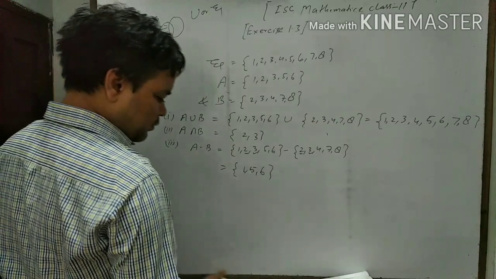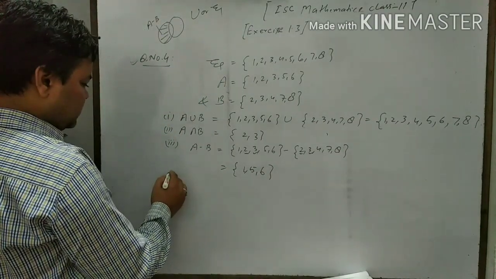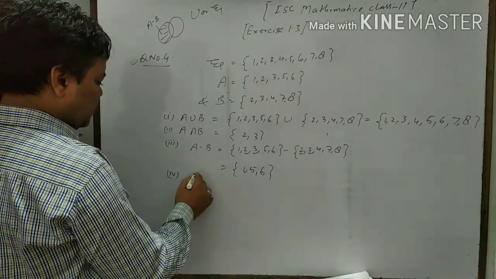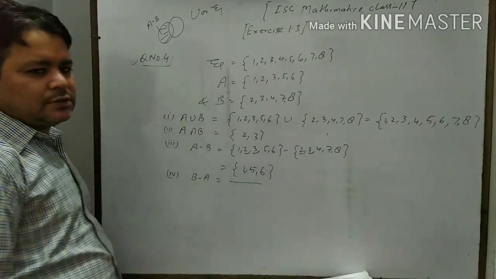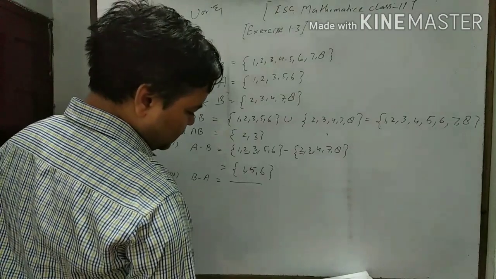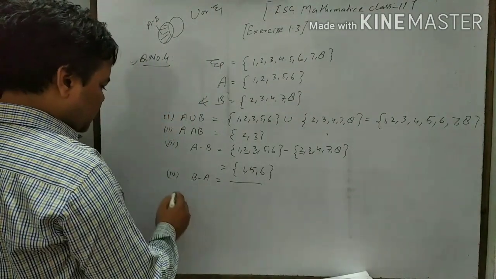The next one, the fourth part, that is B minus A. You can do that by yourself. The fifth part is what? Let us see the fifth part.